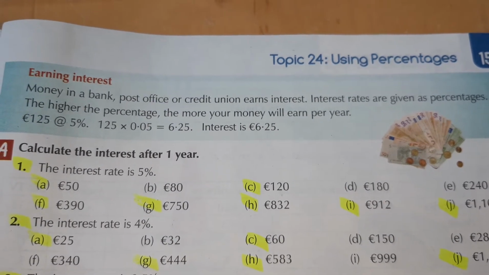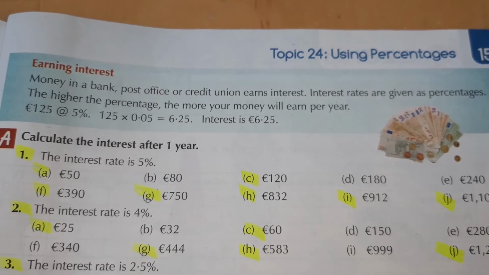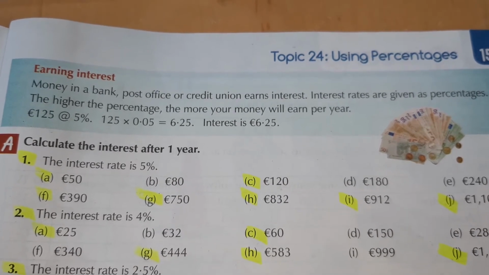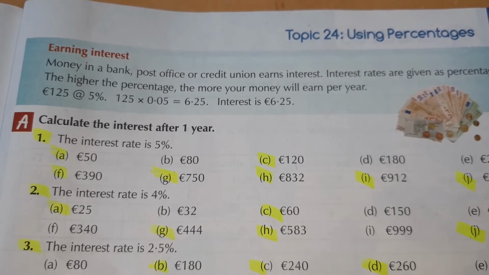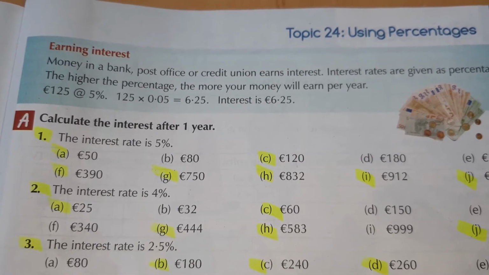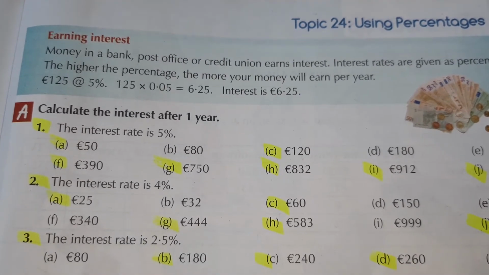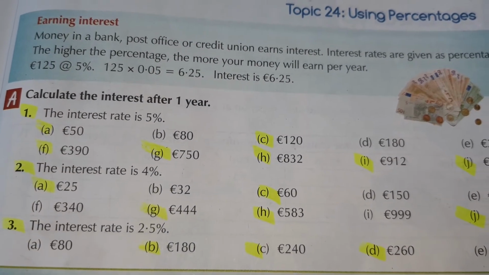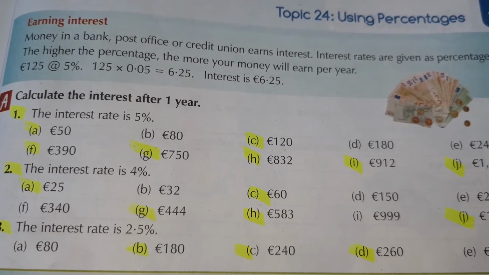So money in a bank, post office or credit union earns interest. Interest rates are given as percentages. The higher the percentage, the more money you will earn per year. So for example, €125 at 5% is 125 times 0.05, which equals 6.25, which means their interest was 6.25. So calculate the interest after 1 year on each of those amounts.